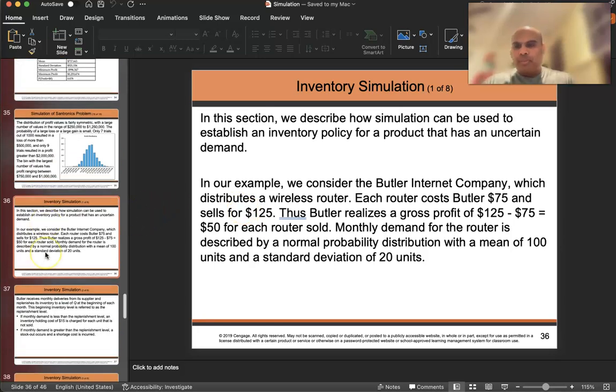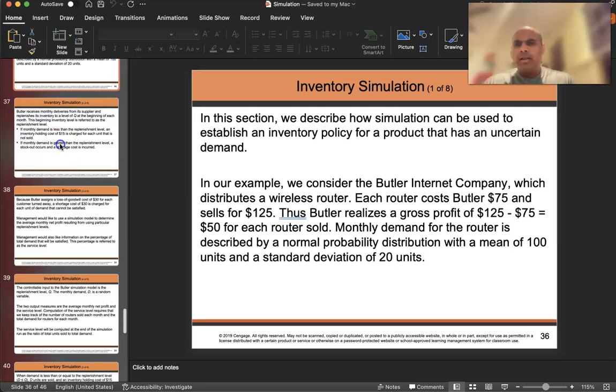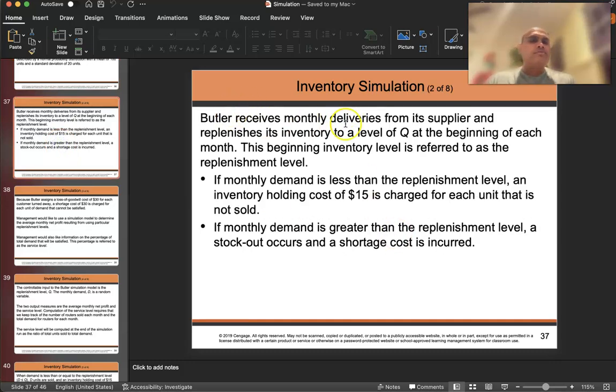Okay, so proceeding with that. Butler receives monthly deliveries from its supplier and replenishes its inventory to a level of Q. Now, this value of Q, the level to which inventory is replenished, is being kept vague for a specific reason, because this is one of those variables that will change to see how our problem overall changes, and we'll get some metrics out of that. All right, so let's talk about this.